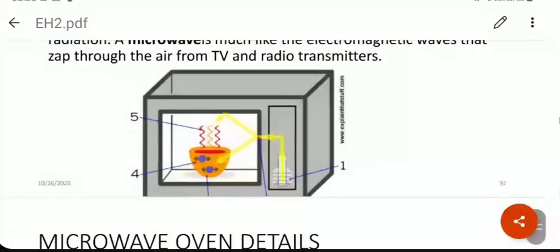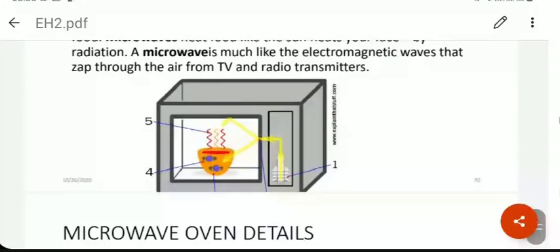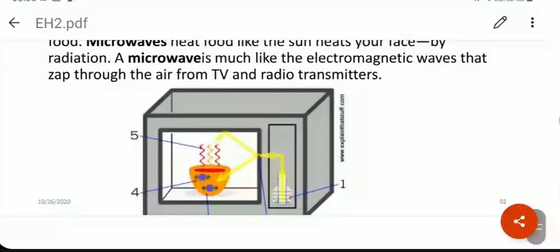However, current is not directly passing through the food. The generator of high frequency energy is away from the food, and through convection and radiation, the energy is getting to the food. So there's a bit of difference here compared to what we saw in plywood sheets.